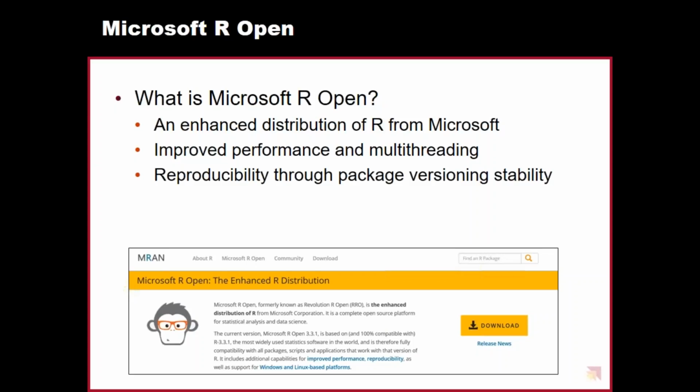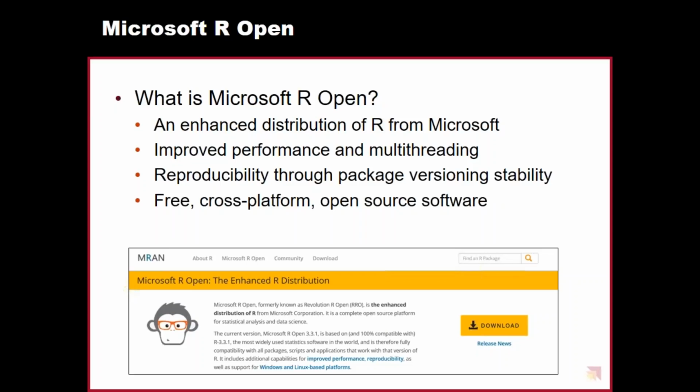Quite often things get out of whack because one author hasn't kept up with the current libraries of the base installation. So Microsoft also has done work where they have kind of a snapshot of all the libraries at one point in time. And so by using Microsoft R Open, you can get rid of some of the versioning issues that can surface when you're using CRAN.